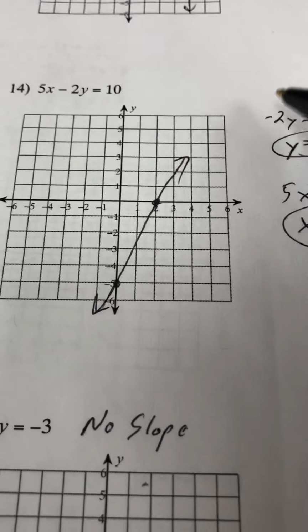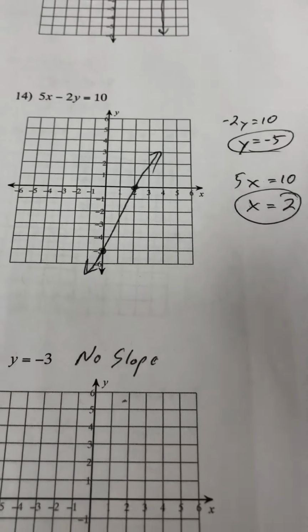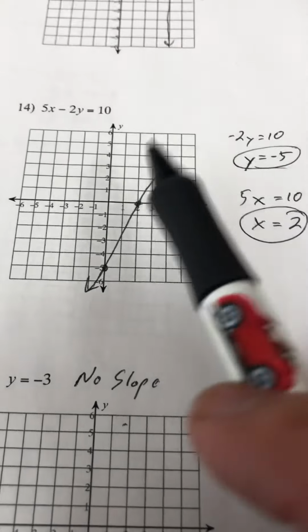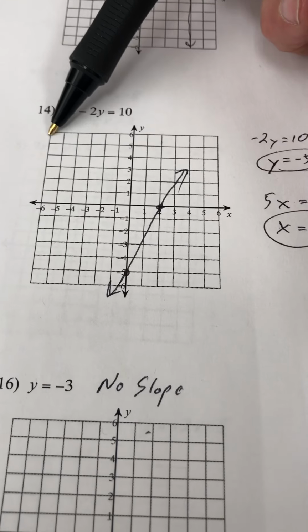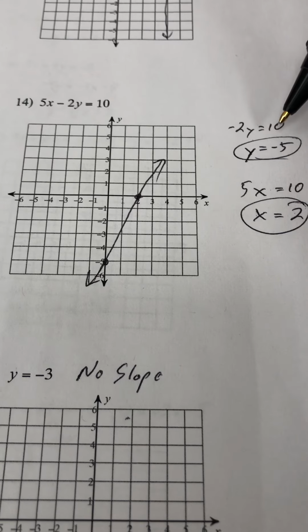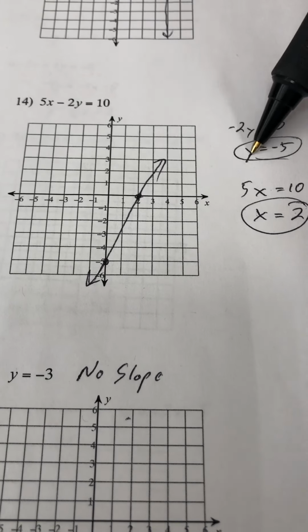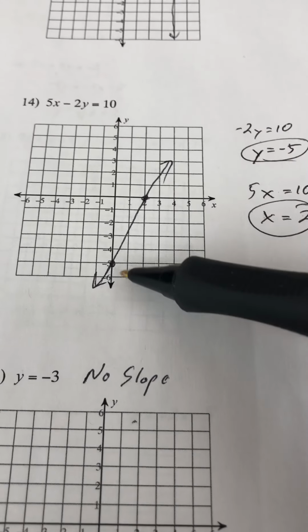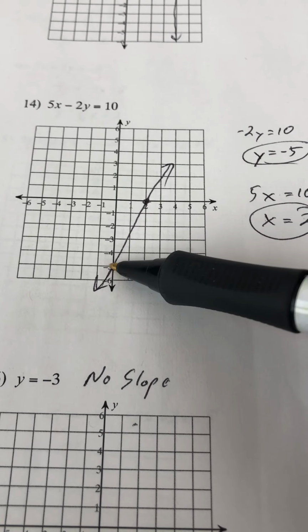14, I end up doing the intercepts because this one was actually kind of easy. So when x is 0, I have negative 2y equals 10. I divide both sides by negative 2. I get y equals negative 5. So I go to y equals negative 5, and I put a point there.